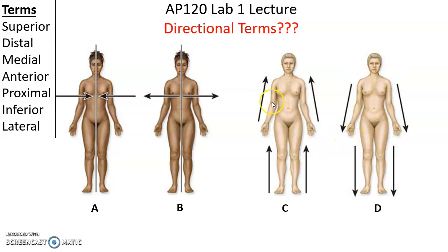So for instance, the elbow is proximal to the wrist. It is closer to where the limb attaches to the trunk of the body than the wrist is. Or the elbow is distal to the shoulder. The elbow is further away from where the limb attaches to the trunk of the body than the shoulder is.